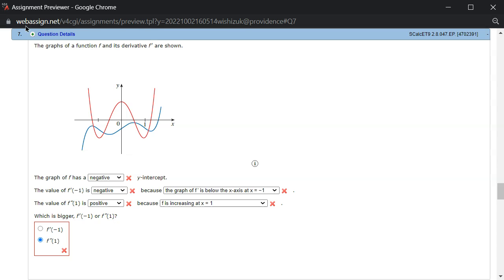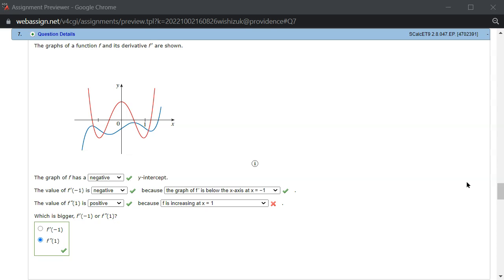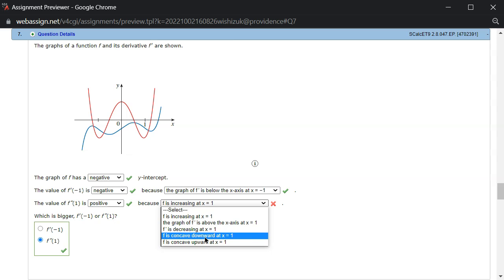All right, let's check the answer. I came back and it looks like I got one of these wrong. Maybe I misread it. I thought this was f prime is increasing, so that's not it. The graph of f prime is above the x-axis, that's not it. f prime is decreasing at 1, that's not it.